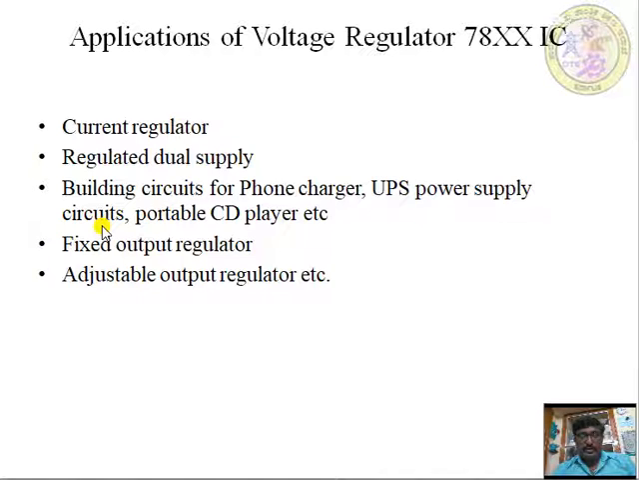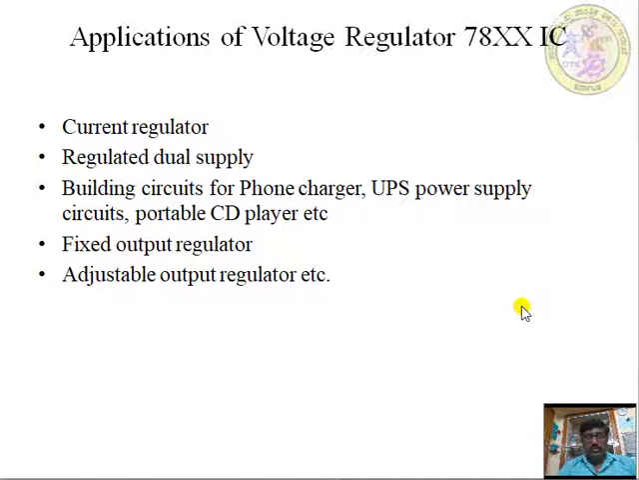Applications of the voltage regulator: it can be applied in current regulators, regulated dual supplies, building circuits of phone chargers, UPS, power supply circuits, portable CD players, and so on. These are what people normally use, such as phone chargers, UPS, power supply circuits, and portable CD players, as fixed output regulators and adjustable output regulators. These are some of the applications of the voltage regulator, that is the 78XX series.